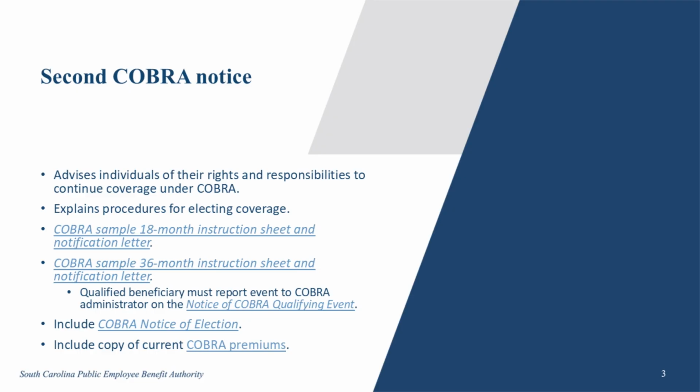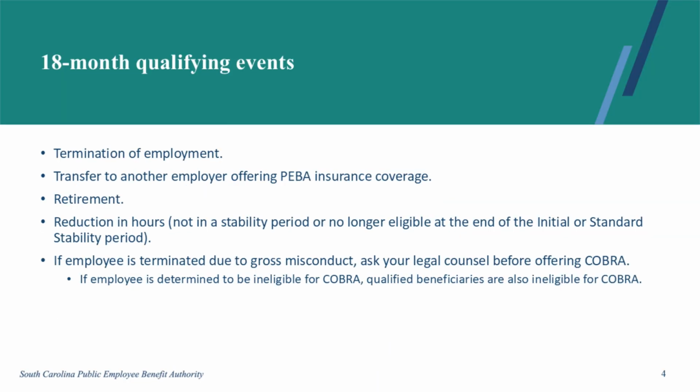This notice advises individuals of their rights and responsibilities for continuing coverage under COBRA after a qualifying event. It also explains the procedures for electing coverage. Be sure to include the COBRA notice of election and current COBRA premiums with this notice. Several events make qualified beneficiaries eligible for COBRA coverage. Events that might create eligibility for up to 18 months of COBRA coverage include when an employee terminates employment, the employee transfers to another employer that participates in PEBA insurance, or when the employee retires.